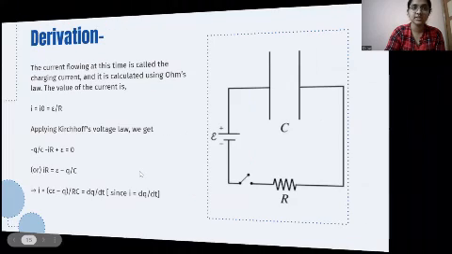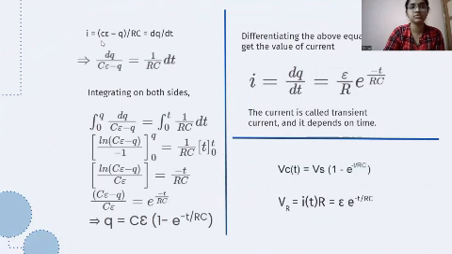On rearranging the terms, we get I equal to (CE minus Q) by RC, and I is also equal to dq by dt. So we get dq by (CE minus Q) equal to dt by RC. And on integrating on both sides, we get the equation of charge across this capacitor, which is Q equal to CE into (1 minus e power minus t by RC), where RC is tau.